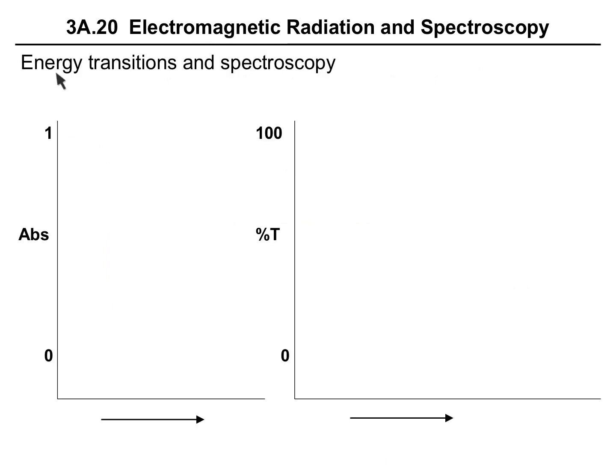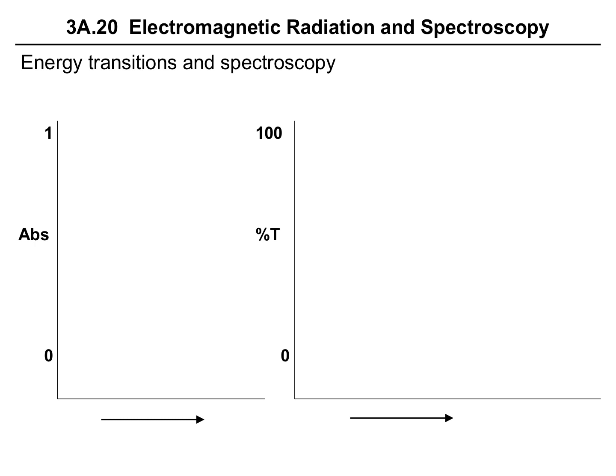So as we think about energy transitions and spectroscopy, we need to know what energy is absorbed by a molecule. Well, it's a specific amount of energy that affects a change in state. How do we observe this? Well, spectroscopy is based on the observation of the absorption of energy. And so we observe this by looking at a spectrum. And a spectrum shows us the relationship between the absorption of energy and the wavelength or the frequency, for example.